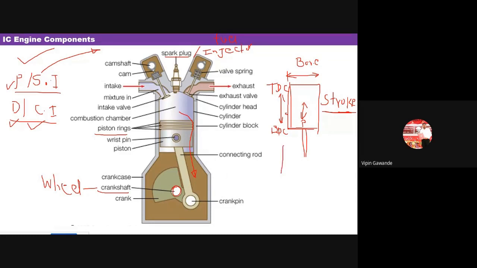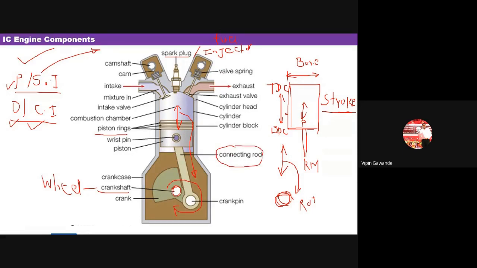That means when the piston reciprocates inside the cylinder, this reciprocating movement is converted into what? It is converted into rotary movement. This is the reciprocating movement of the piston, and this is the rotary movement of the crank. This is rotating here, and this is reciprocating here. Now we have to convert reciprocating movement into rotary movement. So which component converts it? We have the connecting rod.